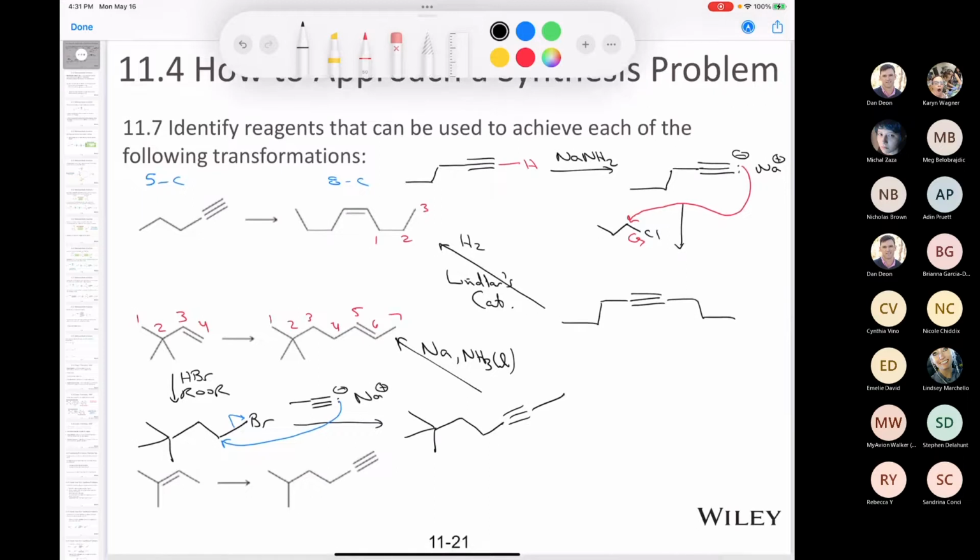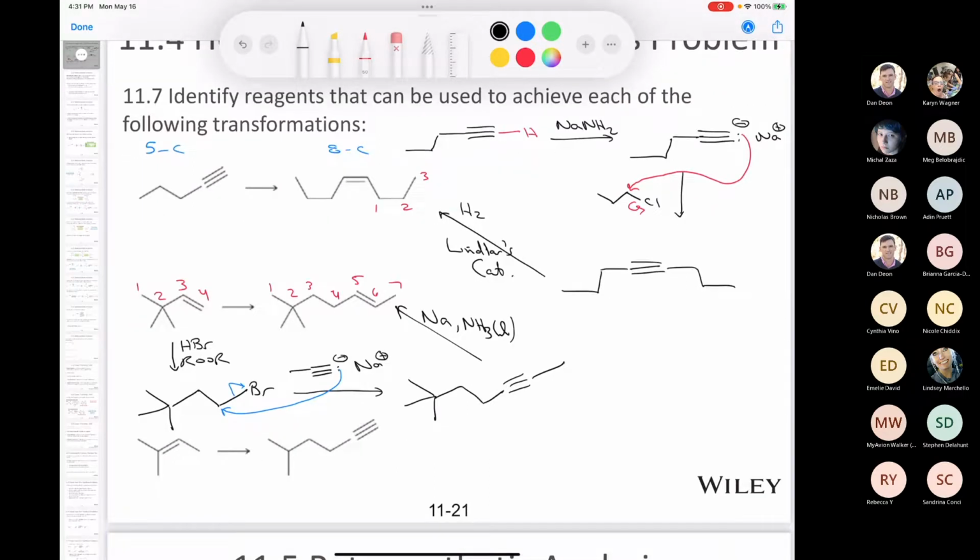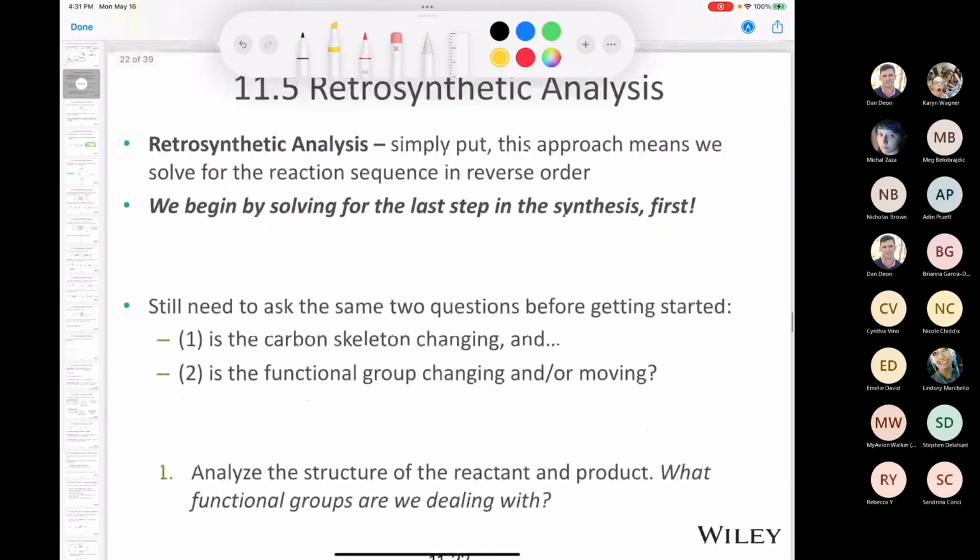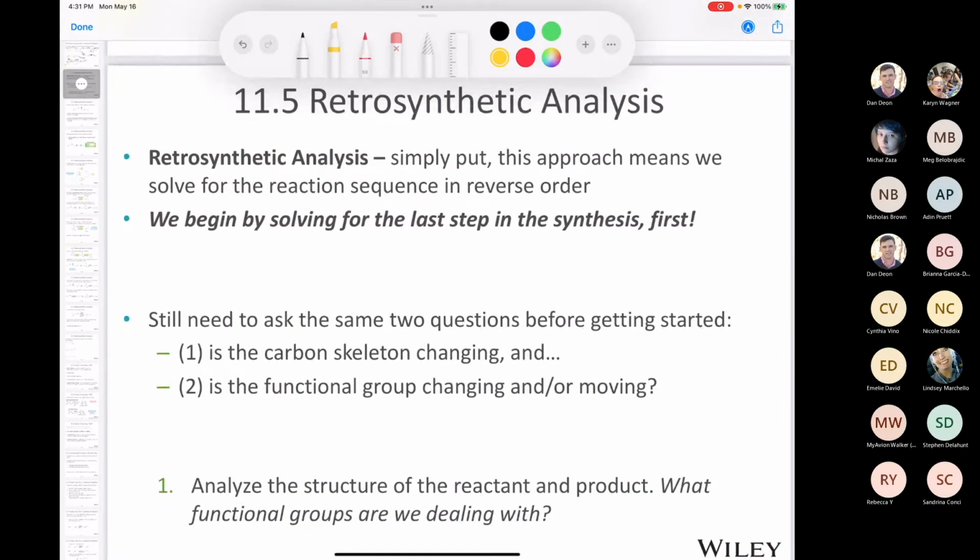So I'm going to skip the last one for now, because the last one involves some kind of moving of a bromine around the molecule. So why don't we save that? We can maybe do that at the beginning of class on Wednesday. But to wrap up, we'll take a look at a couple more problems today.